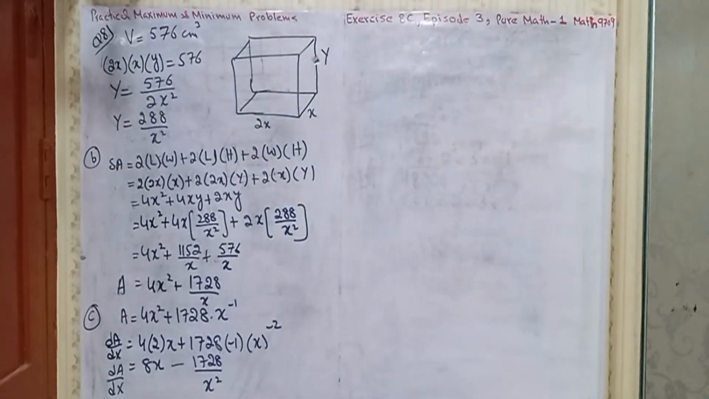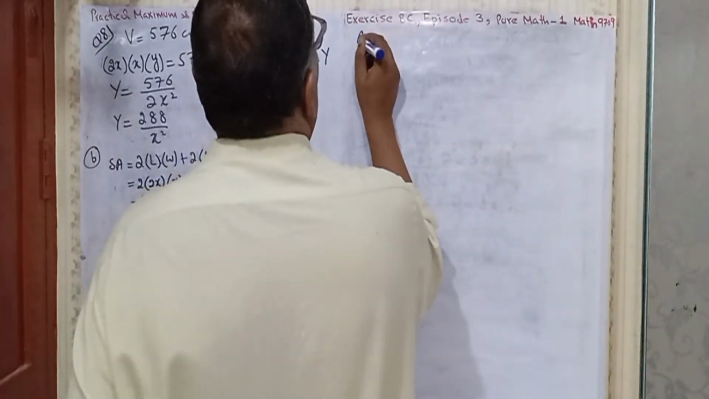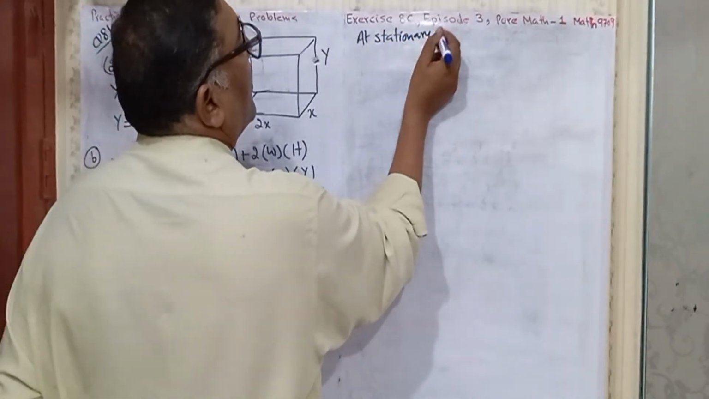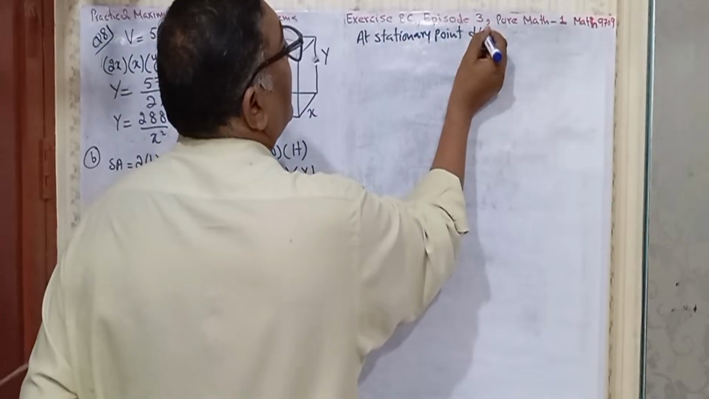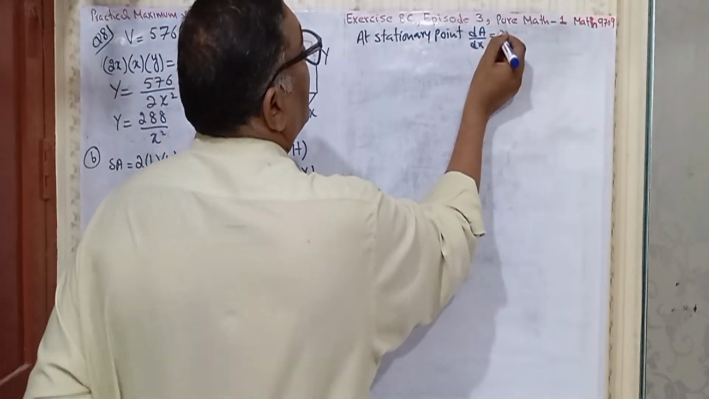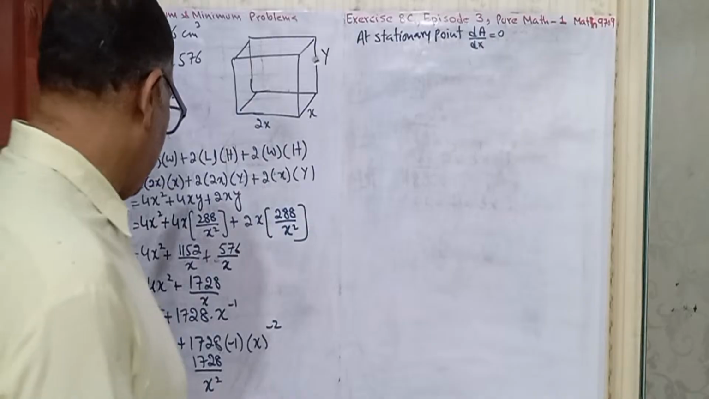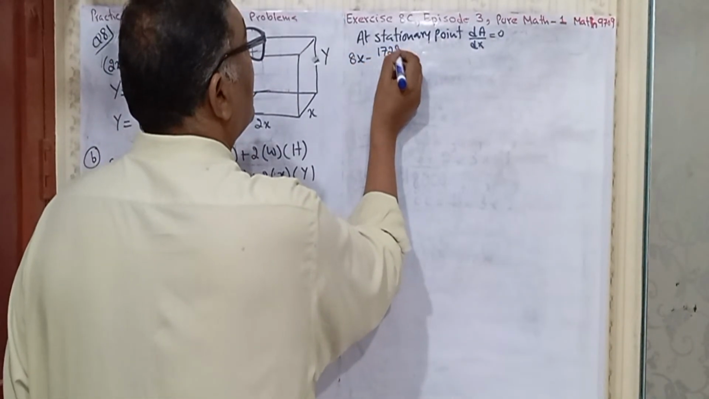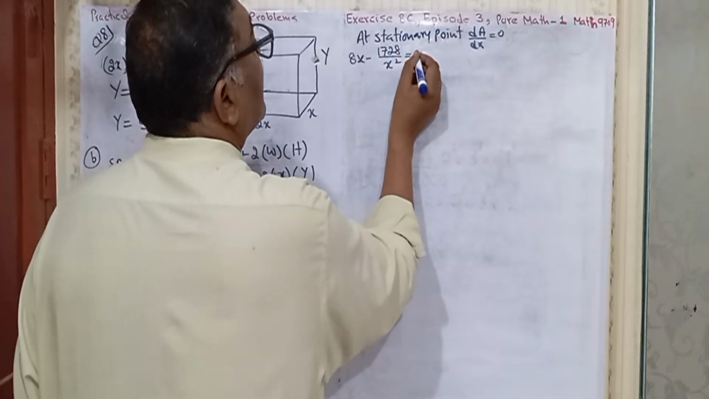So you know the maximum point we have is a stationary point. At the stationary point, dA by dx will be equal to 0. So I will make 8x minus 1728 divided by x square equals to 0.